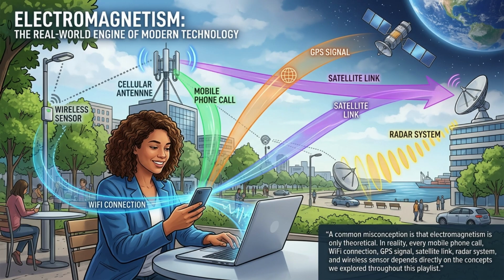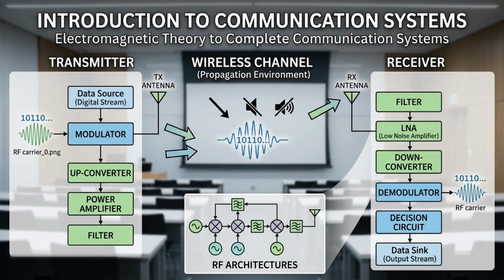A common misconception is that electromagnetism is only theoretical. In reality, every mobile phone call, Wi-Fi connection, GPS signal, satellite link, radar system, and wireless sensor depends directly on the concepts we explored throughout this playlist. With these foundations now established, we are ready to move from electromagnetic theory into complete communication systems. In the next playlist, we will begin Communication Systems Introduction and explore how transmitters, receivers, channels, modulation, and RF architectures work together to deliver information from one point to another.